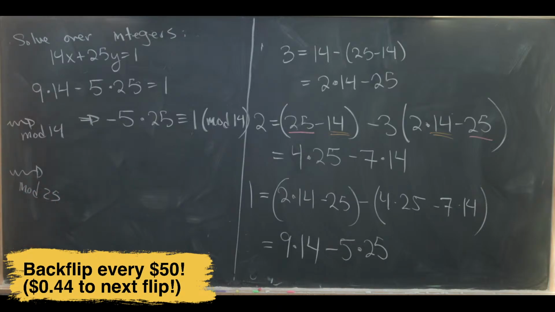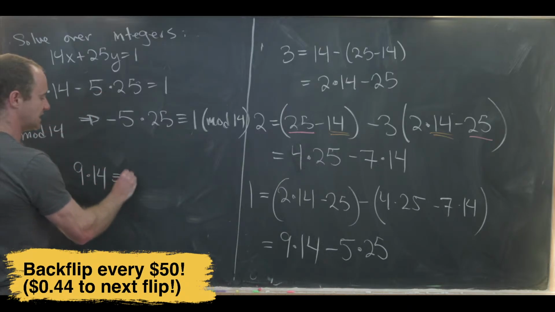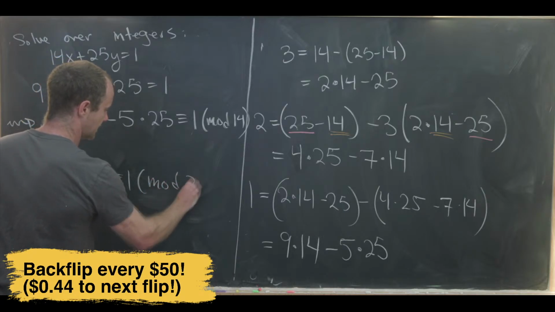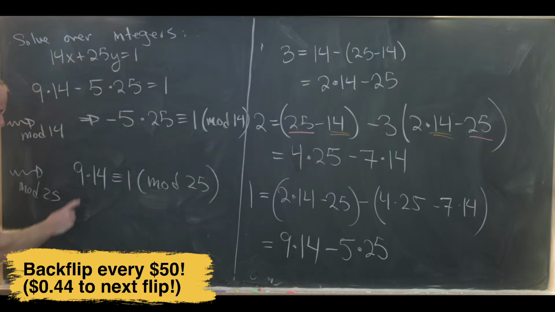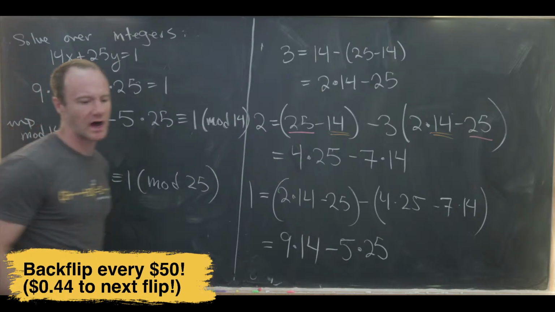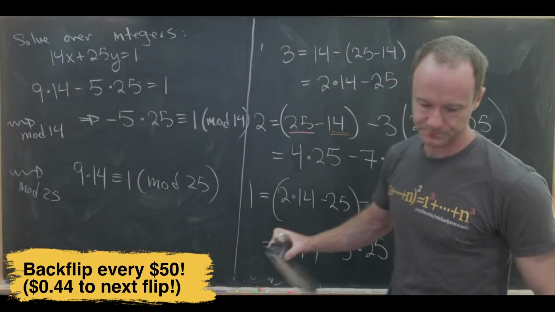So if we work mod 25, notice that this term cancels and we get 9 times 14 is congruent to 1 mod 25. So that means that 9 and 14 are what are called multiplicative modular inverses mod 25. So that's why you would want to do something like this. Okay.